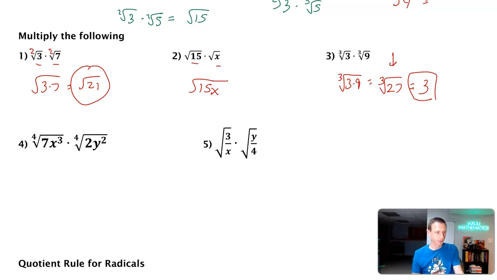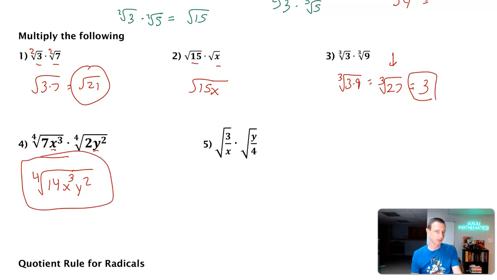Number 4, the fourth root of 7x to the third times the fourth root of 2y squared. So they're both underneath the fourth root. 7 times 2 is 14. And then x to the third and y to the second, I cannot multiply those together, so I'm going to leave it as x to the third, y to the second. Then I can't do anything with that at all. I don't have a perfect fourth power there. Like 2 to the fourth power is 16, and 16 doesn't go into 14, so I can't rewrite that at all. So that's just going to be the fourth root of 14, x to the third, y to the second.